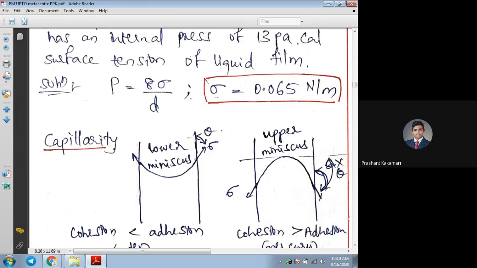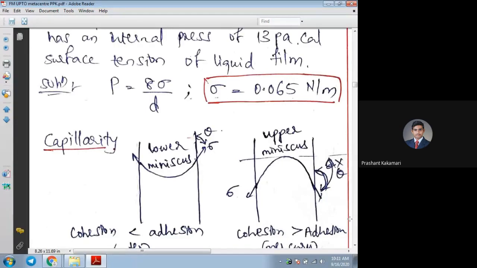So how much is the diameter? It depends on the surface tension of that liquid and the density of the liquid. It all depends on the properties of the liquid also. So the diameter of the pipe you take to check this capillarity phenomenon should be small compared to the container.